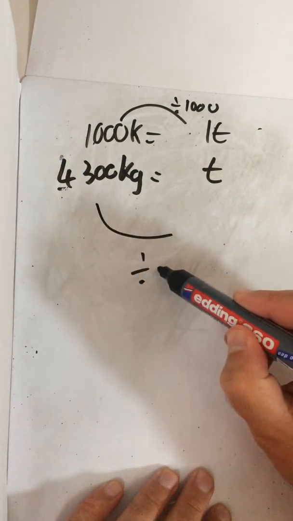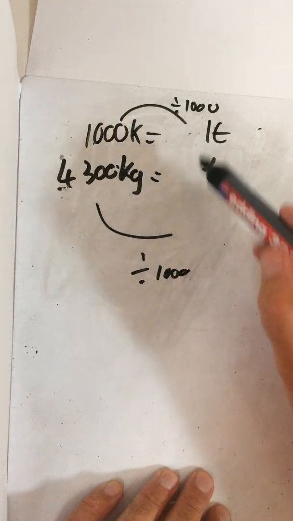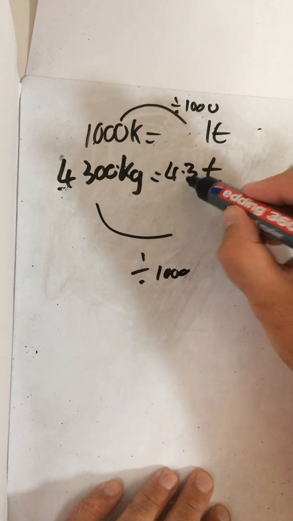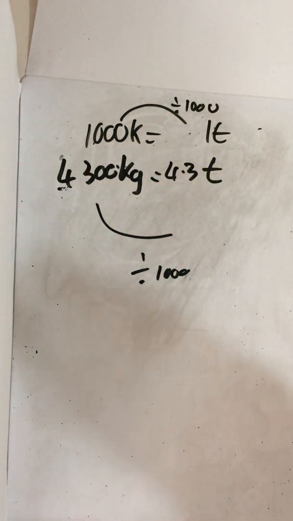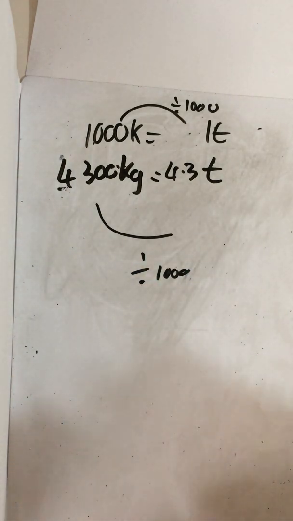So divide this by 1,000. Okay, so I've got my decimal point there, because 1,000 has 3 zeros. 1, 2, 3, 4.3. Okay, 4.3. And again, 1,000 is 1, 4,000 will be 4, 4.3.